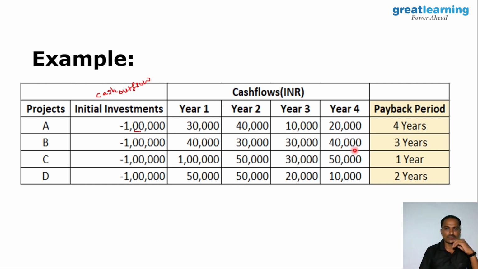Okay, so just focus on the cash flows. Project D yields 50,000 in year 1, 50,000 in year 2, 20,000 in year 3, 10,000 in year 4. Okay, so now let us look at this part, the payback period.